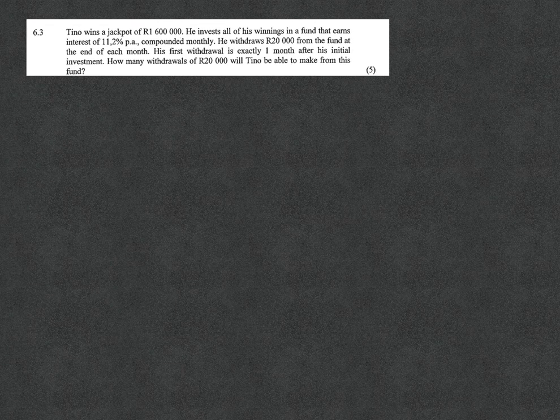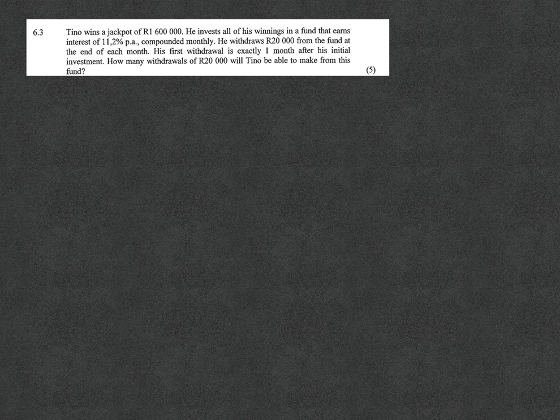Tino wins a jackpot of 1.6 million. He invests all of his winnings in a fund that earns interest at 11.2% compounded monthly. He withdraws 20,000 from the fund at the end of each month. His first withdrawal is exactly 1 month after his initial investment. How many withdrawals of 20,000 will Tino be able to make from his fund?